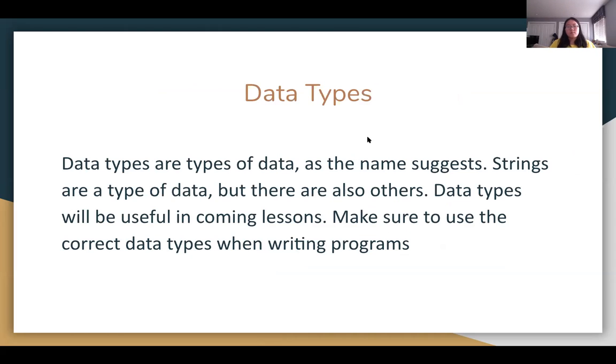Data types. So general definition, data types are types of data, as the name suggests. Strings are a type of data, but there are also others, since you can't all have just strings, right? So data types will be useful in coming lessons. Make sure to use the correct data types when writing programs.